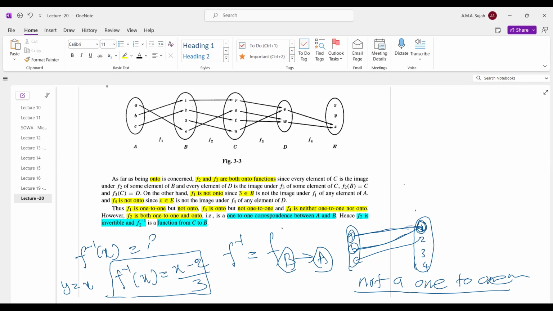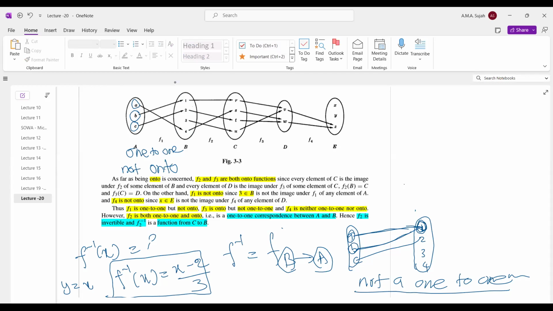To become a one-to-one function, each domain element has at most one relation. So this is with one relation, at most one image, right? So then we can say f1 is a one-to-one function. What about f1 being onto or not? What do you think? This is not onto. Why is this not onto?